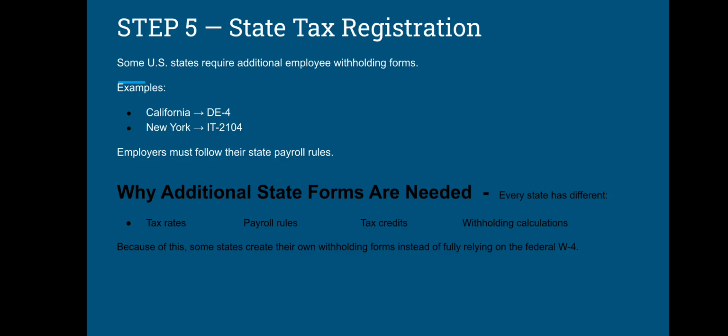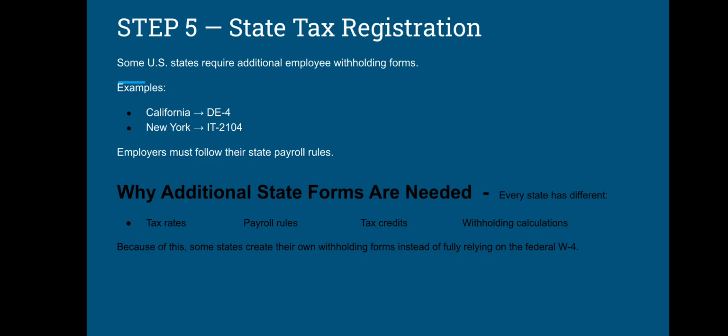Step 5. After submitting I-9 and W-4 for onboarding the employee, the employer has to do state tax registration. Some US states require additional employee withholding forms. For example, in California, the form is DE4. In New York, the form is IT 2104. Employers must follow their state payroll rules.